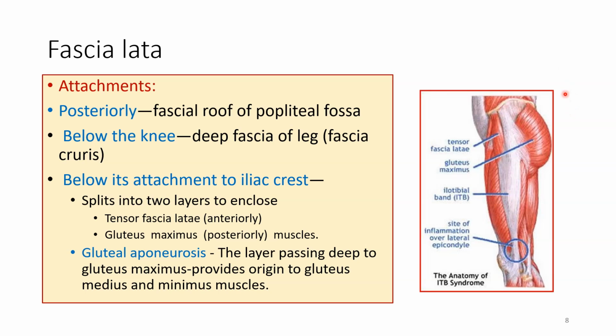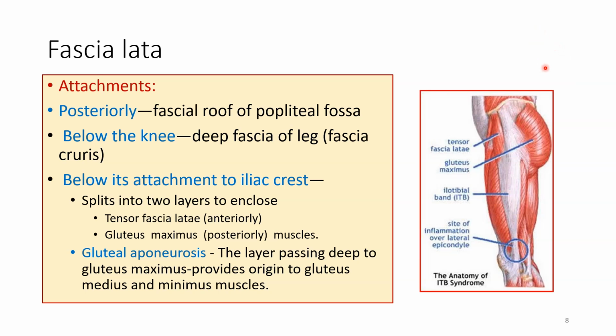Here it forms what is known as gluteal aponeurosis. It is the layer which passes deep to the gluteus maximus muscle, and it provides origin to the gluteus medius and minimus muscles.